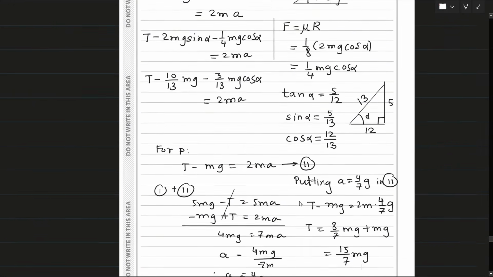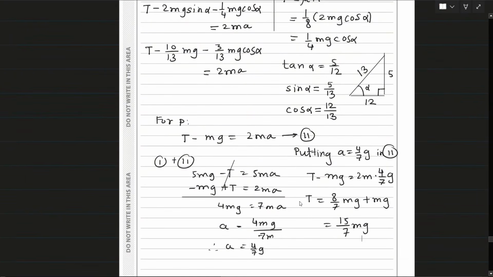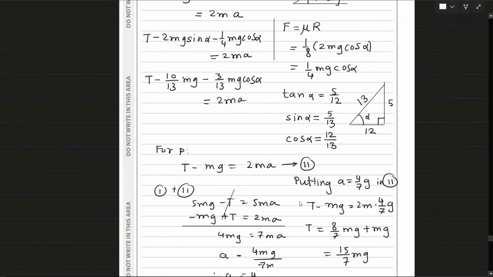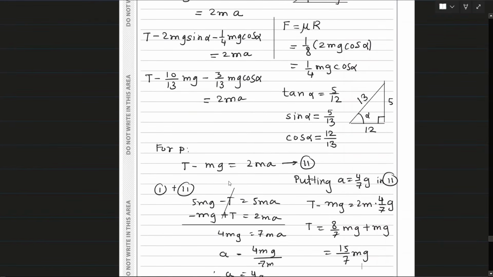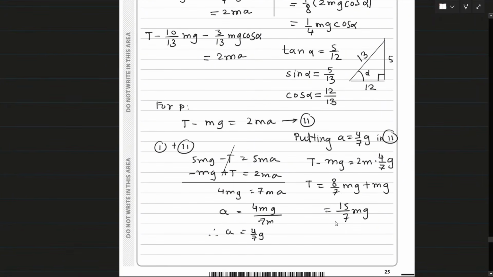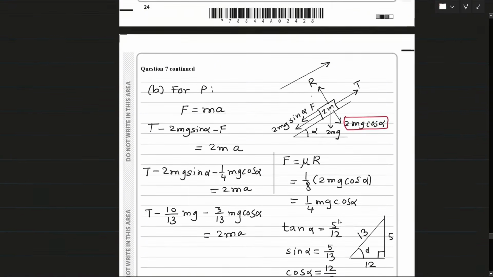So this was our part B. If I summarize, what we basically did here, we tried to find an equation for our block P, and then we used that equation and our equation from part A. We used these two equations together and solved them using the technique for solving simultaneous equations. We used the elimination method, and then we calculated the value of T, and the value of T is 15 by 7 mg.